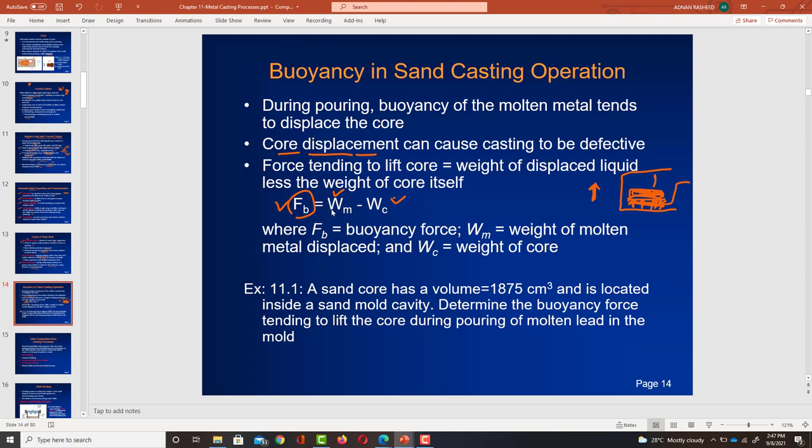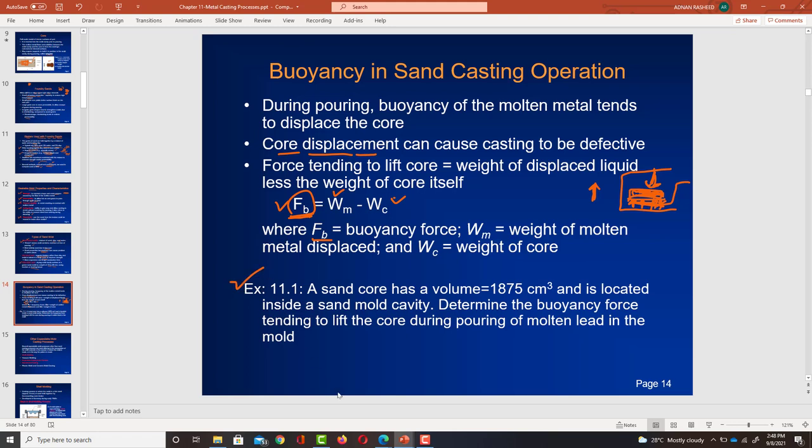So we need to calculate this force. So why do we need this force? Because if we know this force, then ultimately based on that strength we give the reaction support to the cores in order to avoid this displacement. So this buoyancy force Fb is equal to Wm minus Wc, where Wm is the weight of molten metal displaced, and Wc is the weight of the cores.